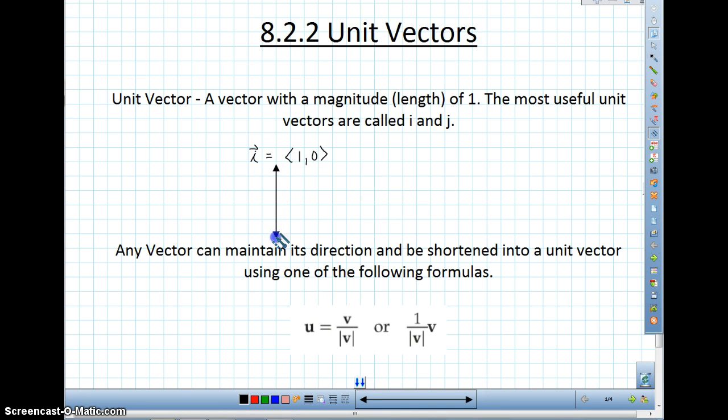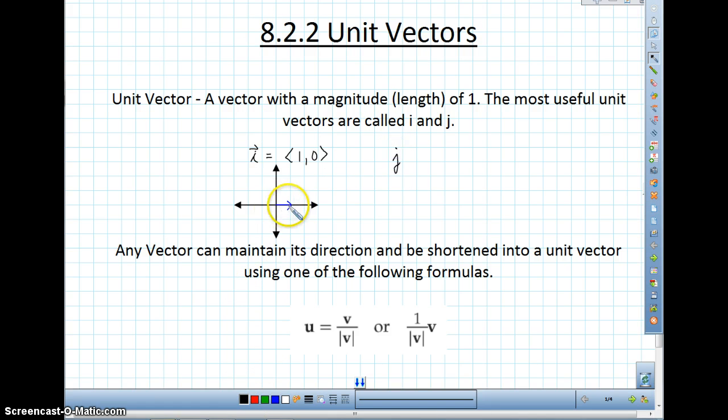So if I was to graph that, it's very easy to graph. Like all of our component form vectors, they start at the origin, and the I vector would go 1 unit to the right. So it's a little tiny vector, it's only 1 unit long.